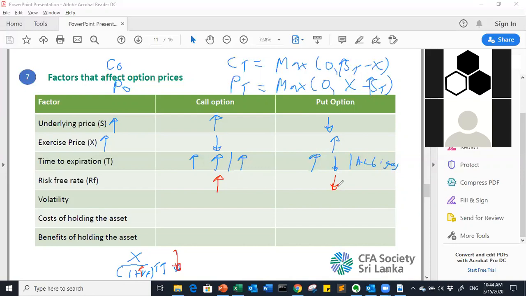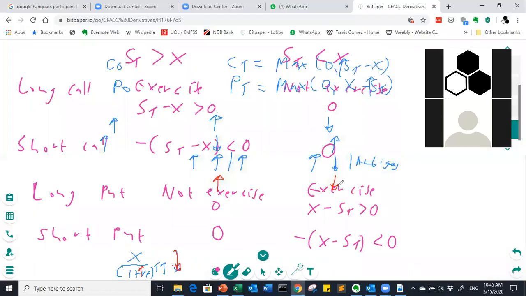Then finally, in terms of volatility. Volatility means the possible swings in the stock price. If it is more volatile, since you have the right, whether you're the call option or the put option holder, you don't mind. Even if the stock price falls, if you're in the call option, you don't need to do anything. You don't care how much the stock price falls, because you will not exercise it. Nothing will happen to you. You will still get zero. So you don't really need to worry about it.